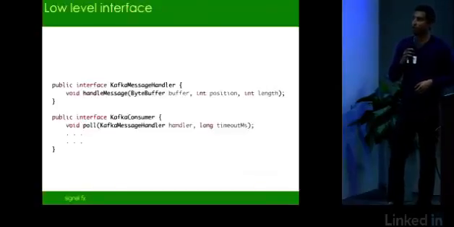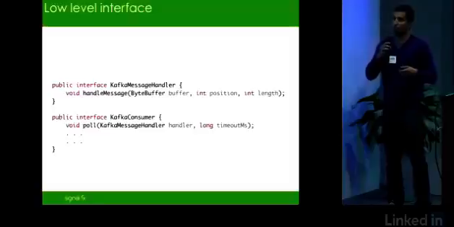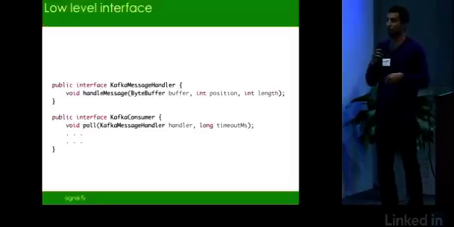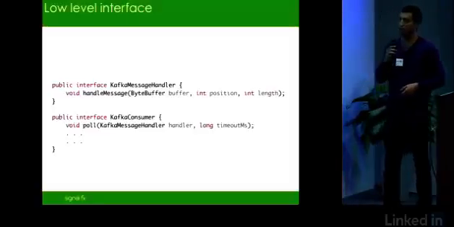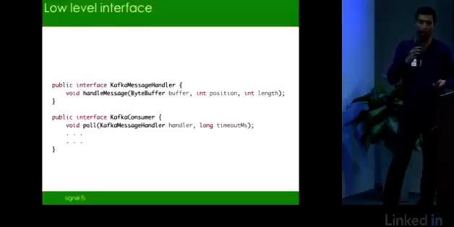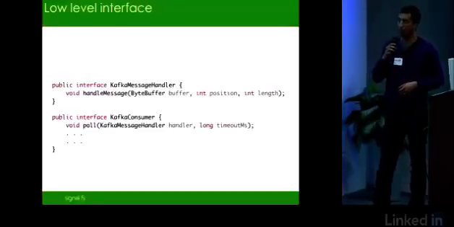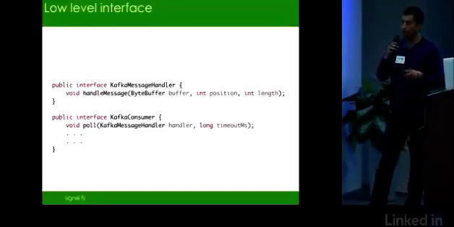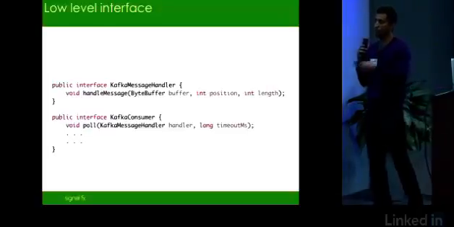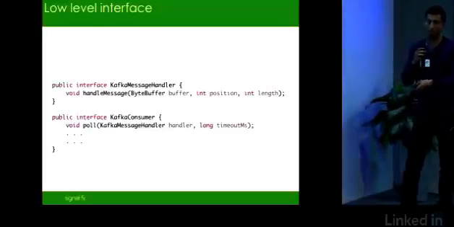So the problem with the solution is the interface is a little low level. Our application implements something called a Kafka message handler. You pass each message as a byte buffer, and the real message is denoted by a position and length within this byte buffer. Our poll call takes one of these handlers and a timeout, and each time it parses a message, it calls handle message, waits for the application to return, and then goes on to the next message.